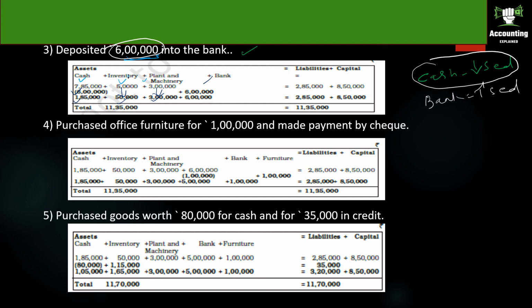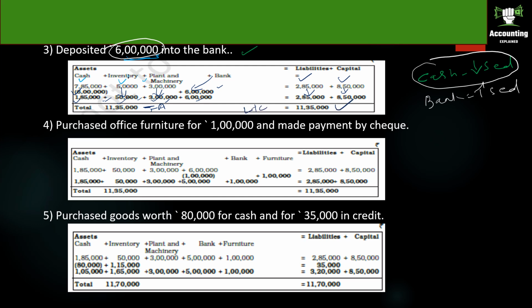And now you are introducing new thing called bank and you are adding 6 lakhs to it. So when you add 1,85,000 plus 50,000 plus 3 lakhs plus 6 lakhs, it becomes 11,35,000 assets. Next, liabilities remains the same as of the closing balance of the previous transaction 2,85,000 and capital also 8,50,000. There is no change in it. So you take the same amount here. When you add it, liabilities plus capital becomes 11,35,000.